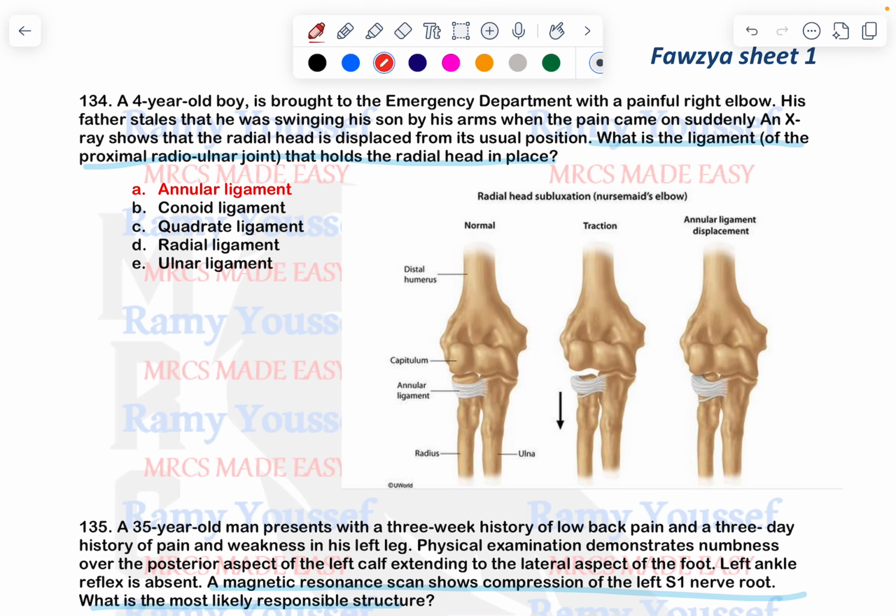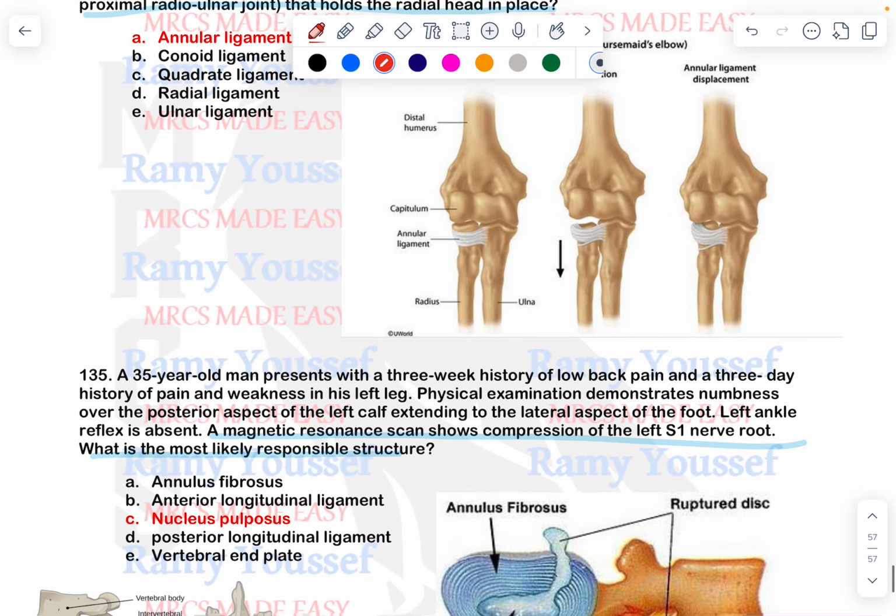A 35-year-old woman has a 3-week history of low back pain and a 3-day history of pain and weakness. Physical exam demonstrated numbness over the posterior aspect of the left calf to the lateral aspect of the foot. This is the sural nerve, nucleus pulposus. Okay.